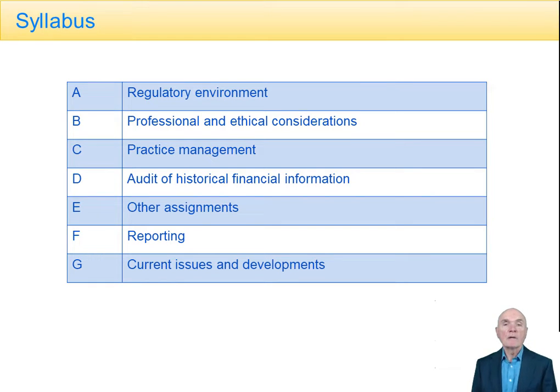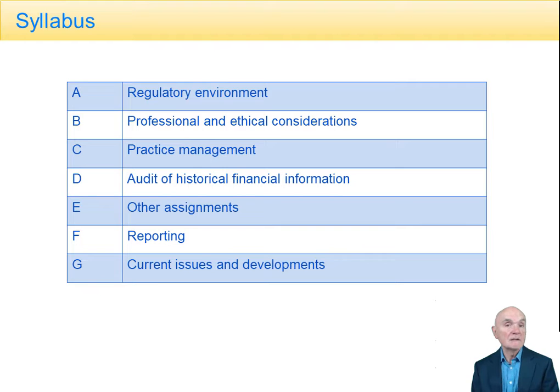The audit of historical financial information. This again is at F8. This is basically auditing financial statements. Here the biggest single difference is you have to look at the audit of a group of financial statements. But also in here it brings in the idea of business risk as well as just audit risk. I'll talk a little bit more about business risk in a moment.